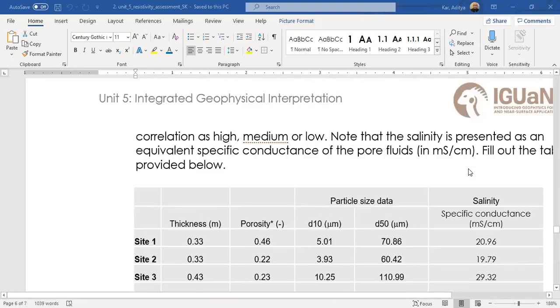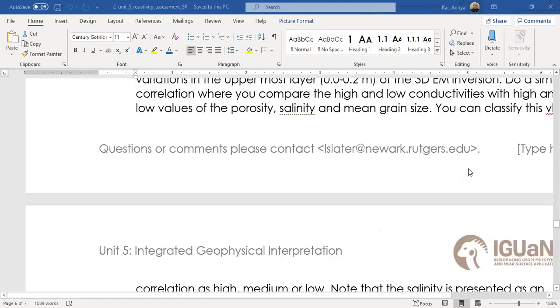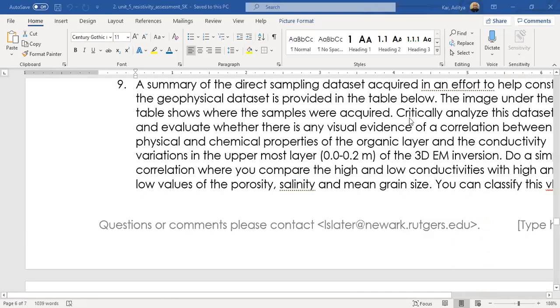So the question is an effort to help the geophysical data set. The image under the table shows where the samples were acquired. Critically analyze this data set and evaluate whether there is any visual evidence of a correlation between physical and chemical properties of the organic layer and the conductivity variation in the uppermost layer of the 3D imaging.